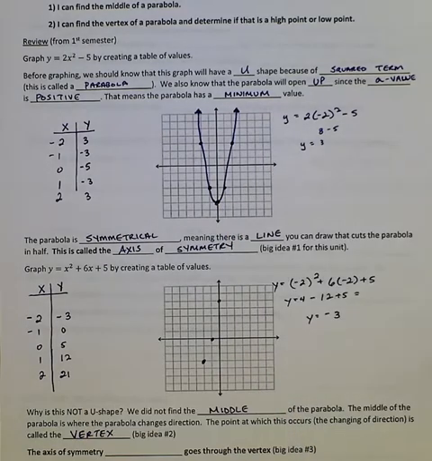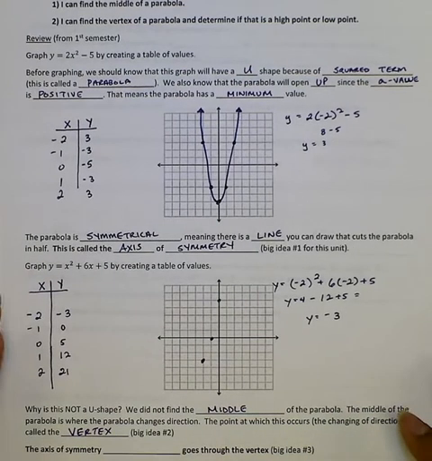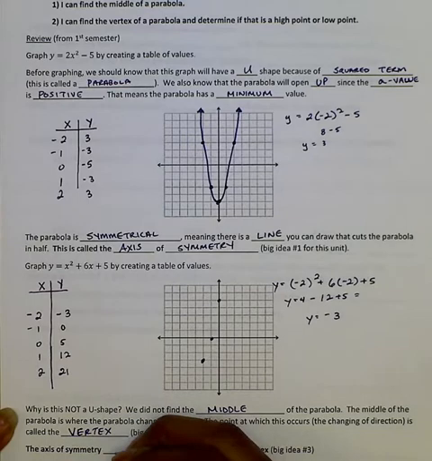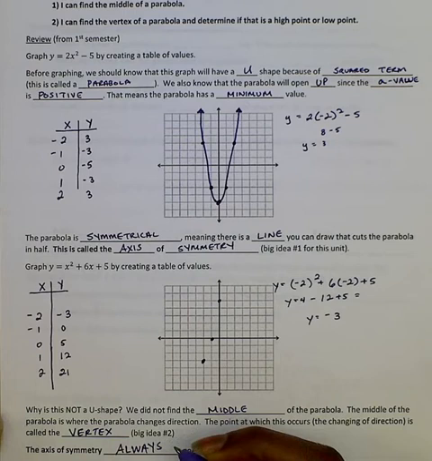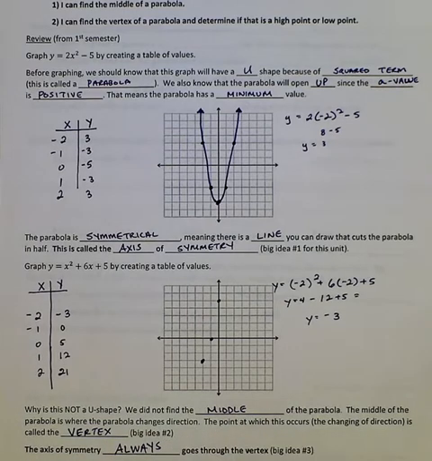And so what we're going to have to do, and what we're going to learn today, is how to find the axis of symmetry. Now the axis of symmetry always goes through the vertex. As we continue, we're going to learn how to find the axis of symmetry so that we always find and are able to show our U-shaped parabola.